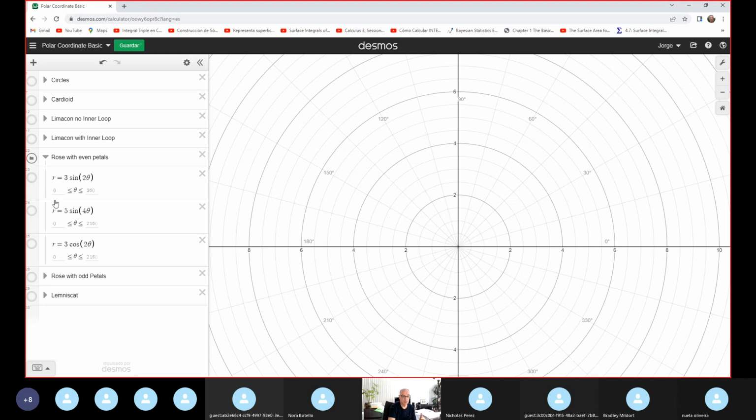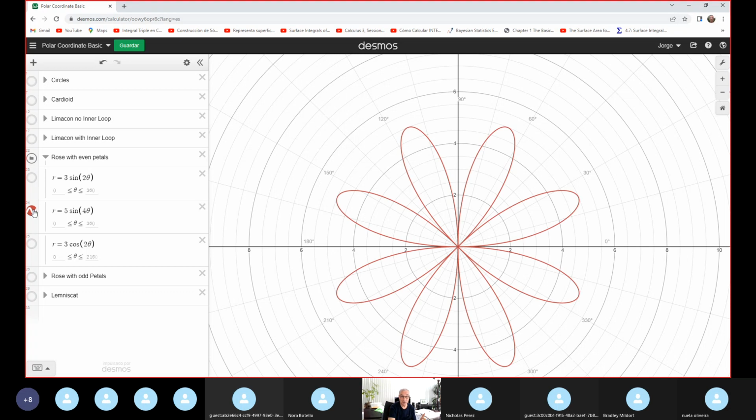Let's see, for example, in the second example, the coefficient is 4. You expect 8 petals. Look: 1, 2, 3, 4, 5, 6, 7, 8 petals. Do you see that? And the coefficient in the front, 5, gives me the amplitude of the petal. See, 5, so a bigger flower.